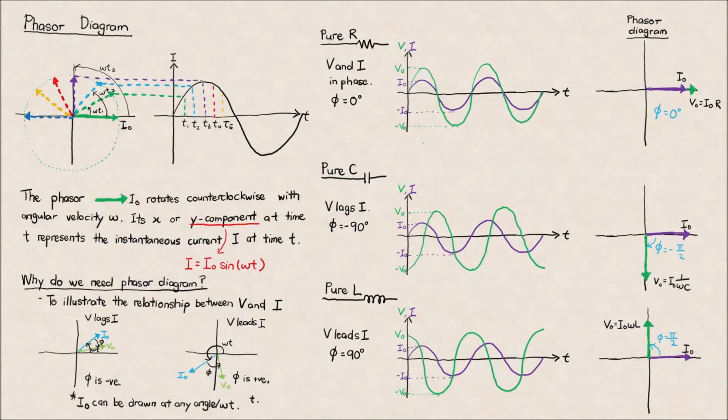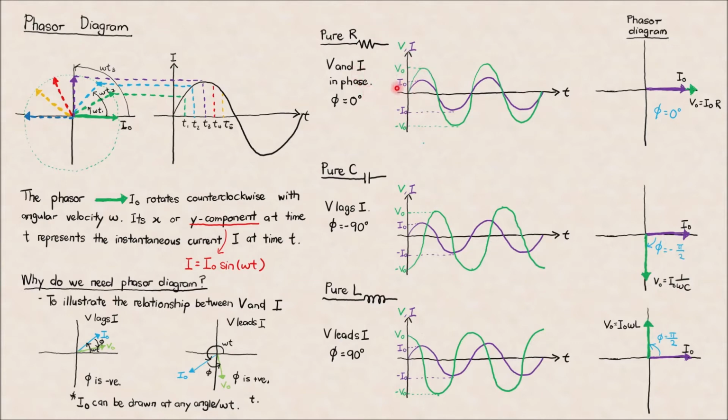A phasor diagram is used to illustrate the phase relationship between V and I, the voltage and the current. So let's try to put this to the test by putting it into a pure R circuit, pure C circuit, and pure L circuit. For a pure R circuit, where you connect just a resistor to an AC circuit, you see that the V and I are in phase.